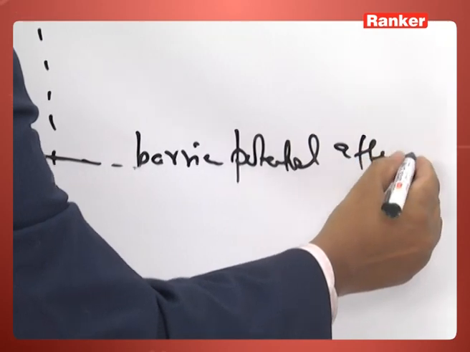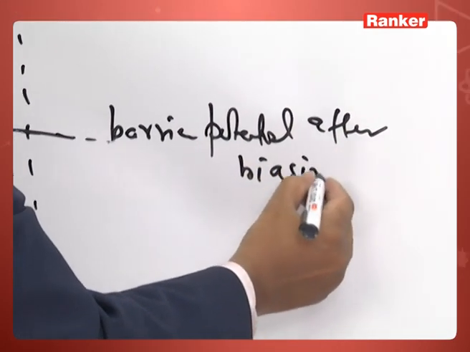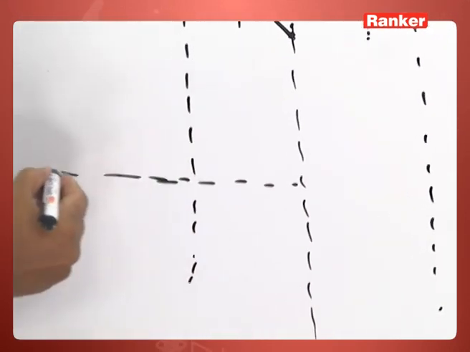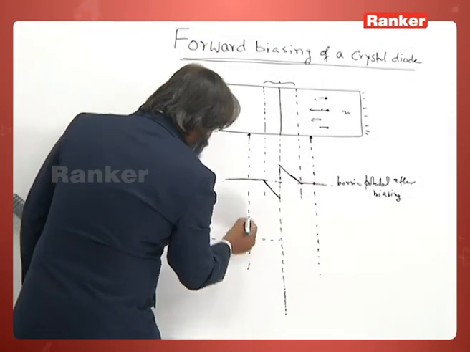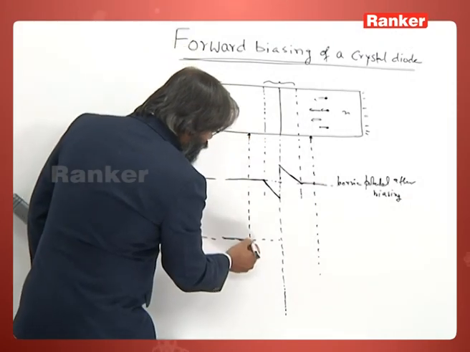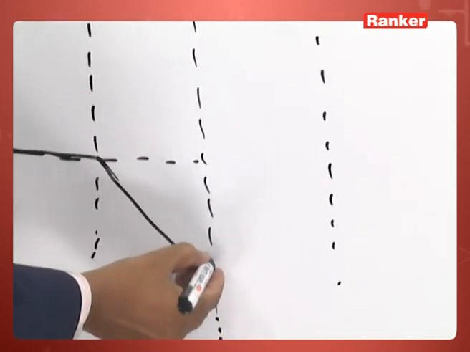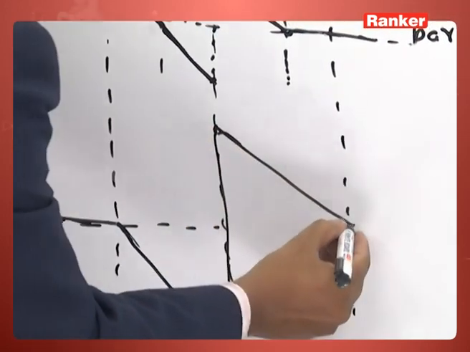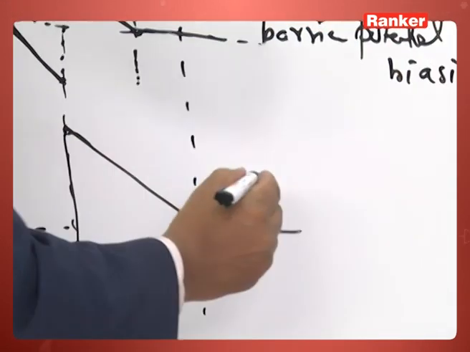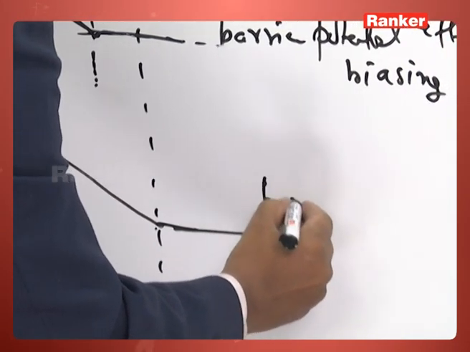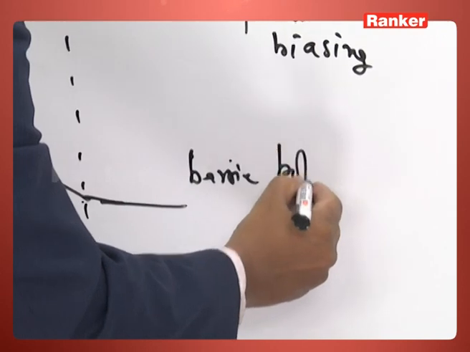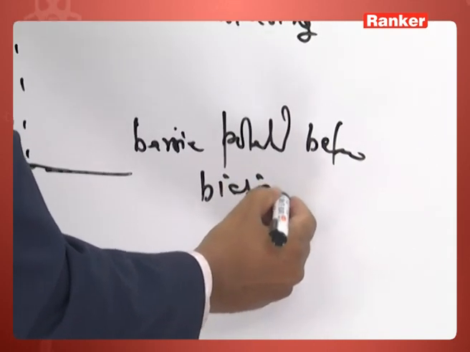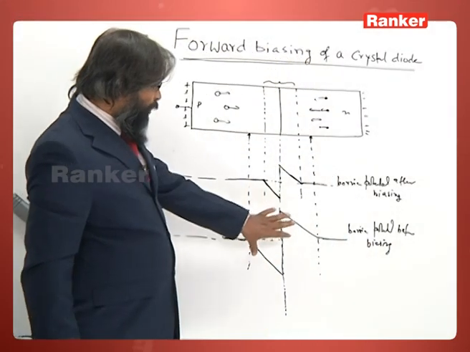after biasing. And you see, the depletion layer initially is here. So here this potential barrier was this much. This is your barrier potential before biasing, means there is no biasing, then this is the barrier potential.